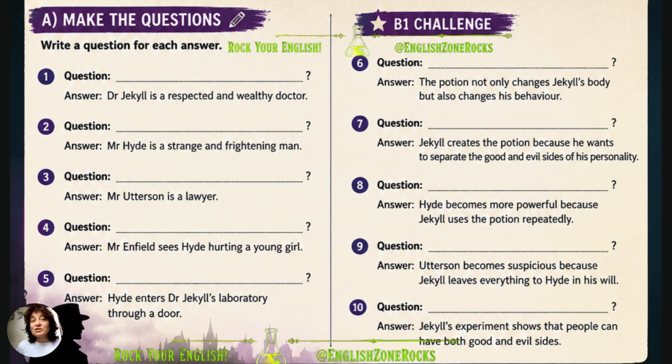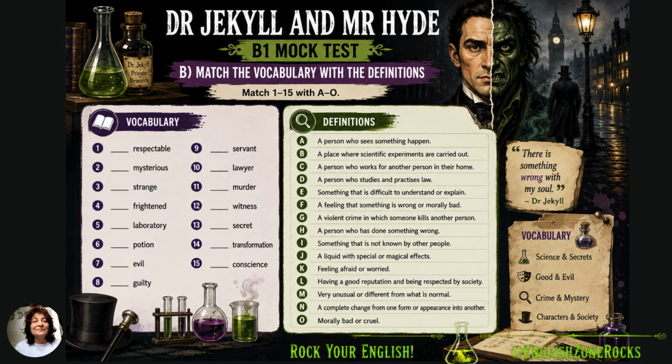Utterson becomes suspicious because Jekyll leaves everything to Hyde in his will, the will and testament. Very good. Jekyll's experiment shows that people can have both good and evil sides. Dun, dun, dun. Now we are working with vocabulary and definitions.